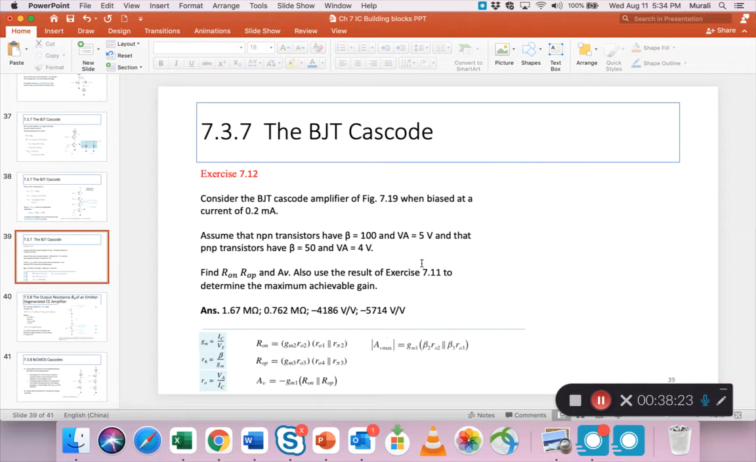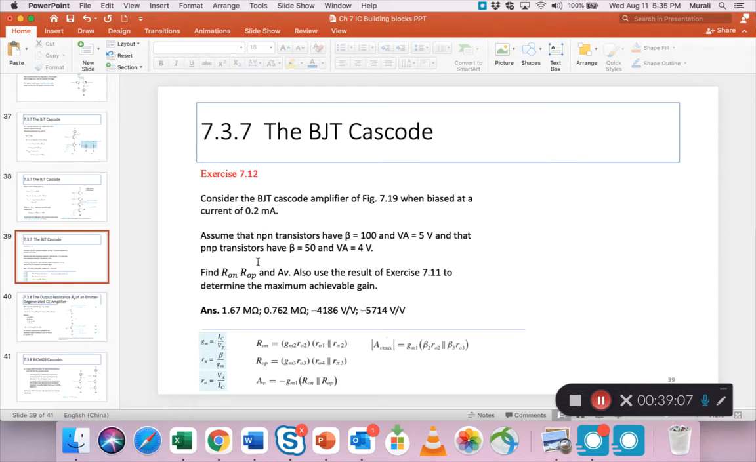Also use the result of exercise 7.11. Now 7.11 I have not touched yet, but 7.11 is actually deriving a formula, and that formula I've repeated here. So the formula is for the maximum achievable gain. So we'll find some gain, but that isn't necessarily the maximum achievable. So you can see the difference here in the answers. The gain we'll find is minus 4186, but the maximum is minus 5714. So how do you get this? There's another formula. Okay, so pretty straightforward. I don't think this is too difficult.